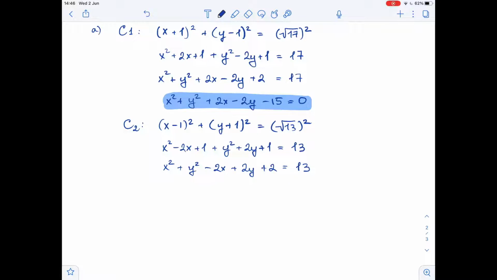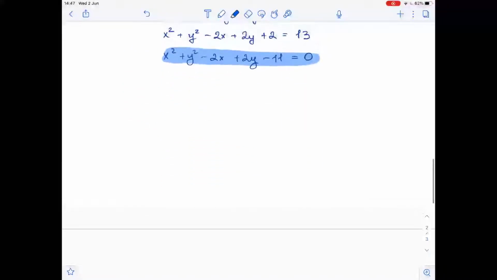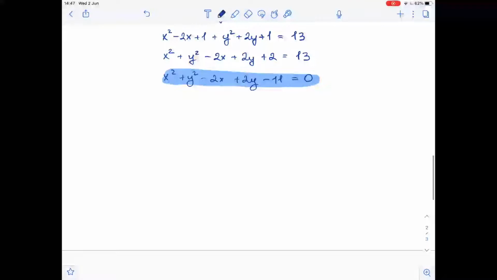Now we will subtract 13 from both parts of our equation, and we will get that x^2 + y^2 - 2x + 2y - 11 is equal to 0. And this is our final equation of the circle C2. Great, now let's do the second part of our problem, where we need to find the points of intersection. So part B.